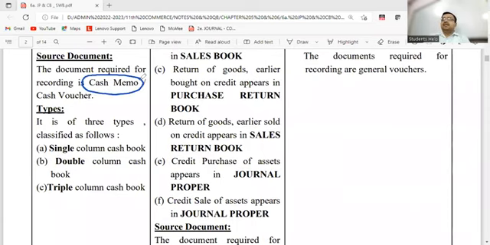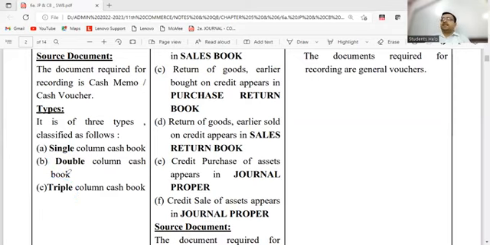Either you need a cash memo or a cash voucher. And generally, children, cash book is of three types. Where you record only cash transactions, you call it a single column cash book. Where you record cash and bank, or cash and discount, we call them double column. Many a time we only record bank and discount, but that is not a part of the syllabus. It is also called double. And where we record cash transactions, banking transactions and discount transactions, it is called a triple column cash book.